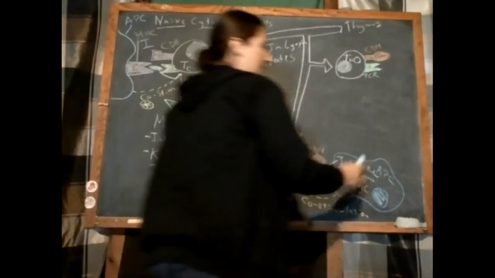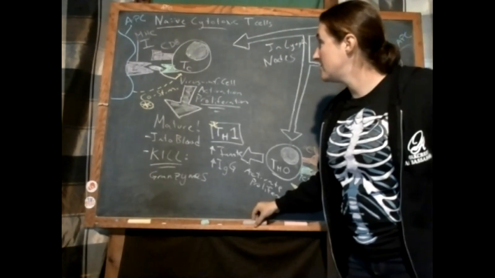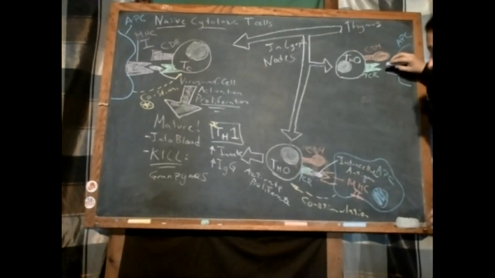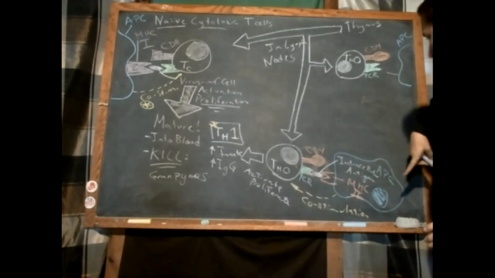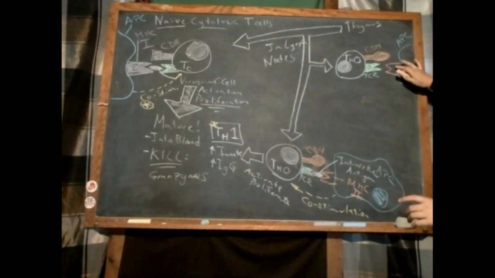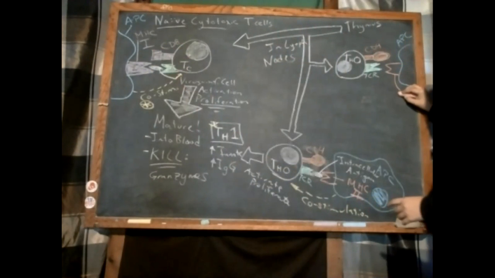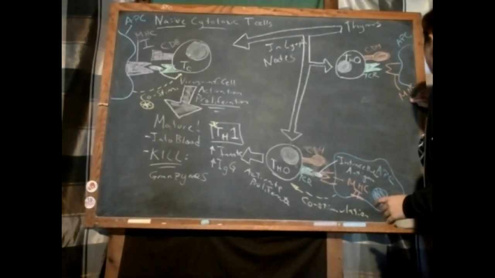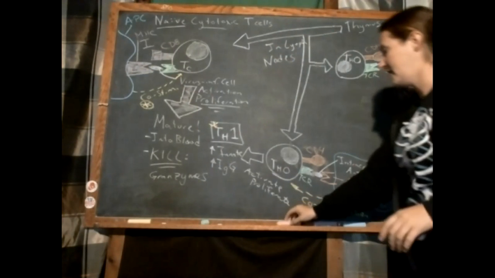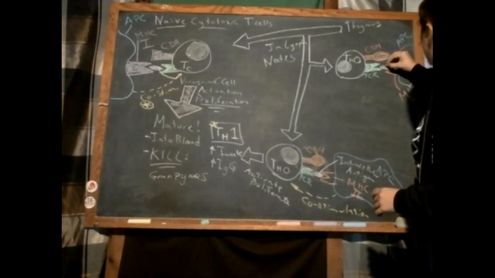Once again, we're going to have an APC, which has an MHC2, actually here in red. I'm drawing this in red because the MHC2 is recognized by the CD4, MHC1 is recognized by the CD8, and so here is MHC2.